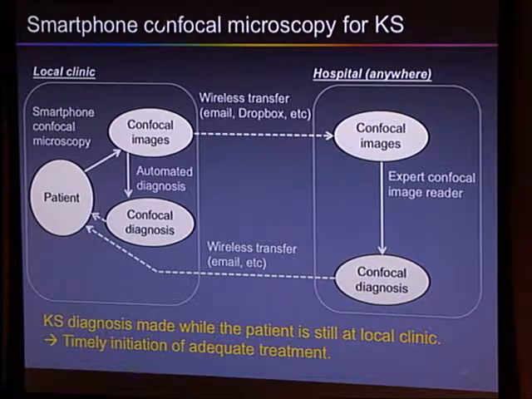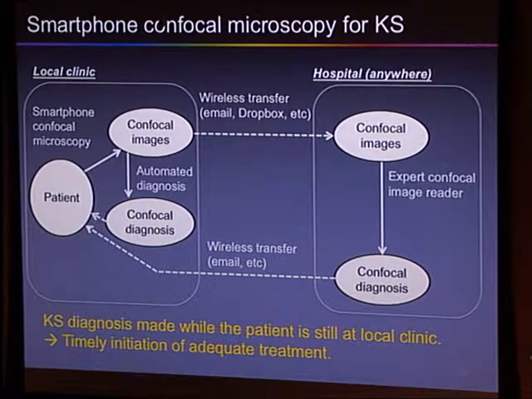And currently, in the study that we are doing in Uganda, the confocal image readers are in the US, one in Boston, one in New York, and the third person is in Spain. So the person can be anywhere. They take a look at it and make a diagnosis, and the diagnosis can be communicated to the patient by email or another wireless method. So that's one way to go.